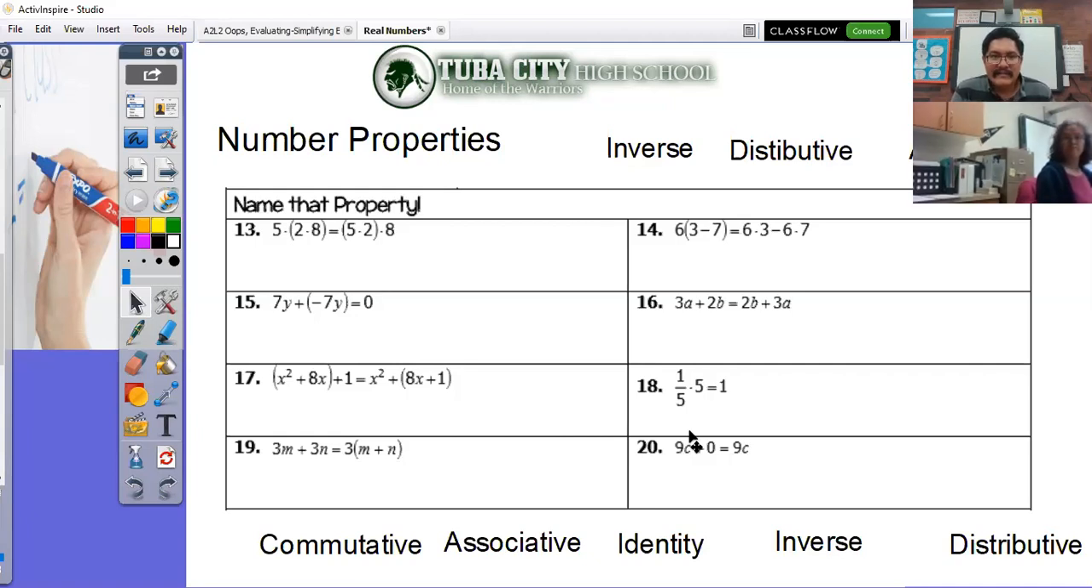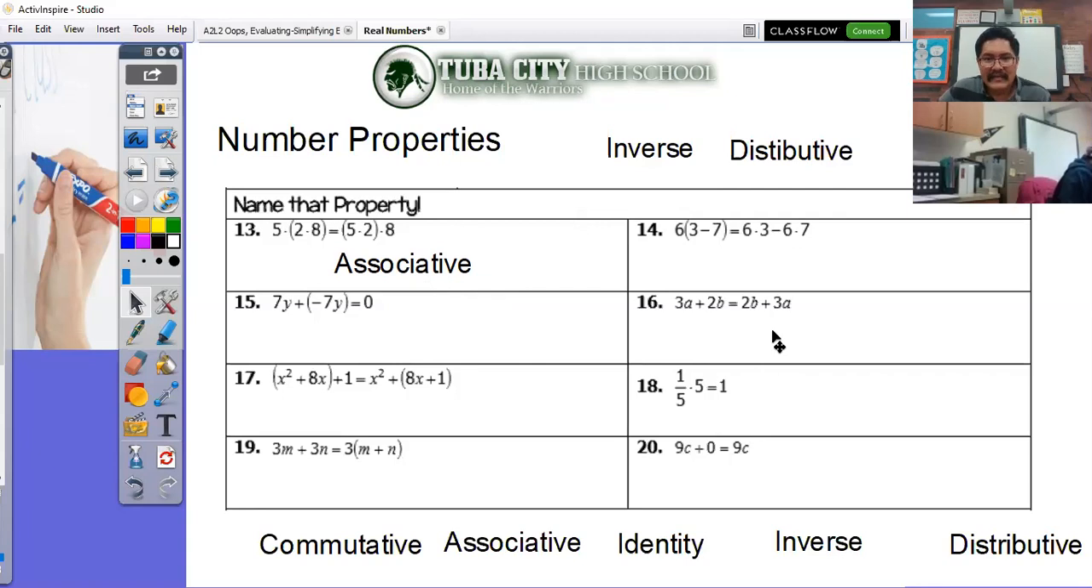So name that property. Let's look at number 13. What is going on here? Maybe it's commutative. Let's look at the order: 5, 2, 8, 5, 2, 8. Both sides have 5, 2, 8 in that order. The order did not change, so this is not commutative. But if we look at what's actually changed, it's the parentheses. On the first side, they have us multiplying 2 and 8 first. On the next side, they have us multiplying the 5 and the 2 first. Since the grouping is what changes, and an association is a group of people, we are looking at an associative property here.